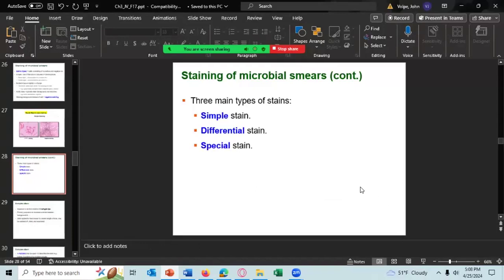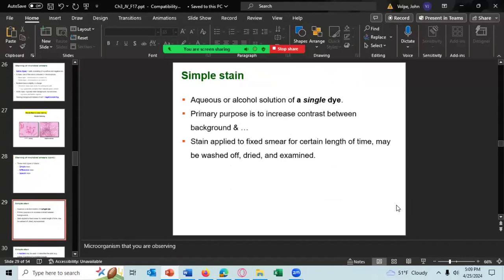There are three main types of stains: a simple stain, a differential stain, and then special stains. A simple stain is an aqueous or alcohol solution containing a single dye. Its primary purpose is simply to increase the contrast between the specimen and the background of the slide. The stain is applied, and you usually apply it to a fixed smear, meaning a fixed bacterial smear if you're staining bacteria, for a certain length of time. The stain is then dropped off, meaning you take the slide and you drop the stain off. Most of the time you put that in a special place. You don't put it down the sink unless it's a non-toxic stain. And then you usually rinse it off. It's then allowed to dry, and then you examine it.